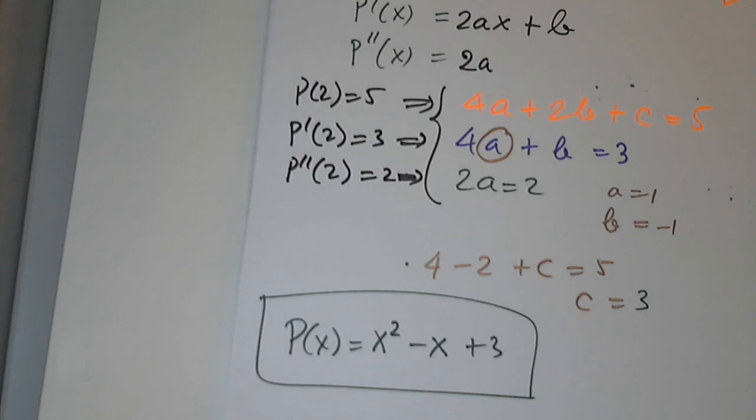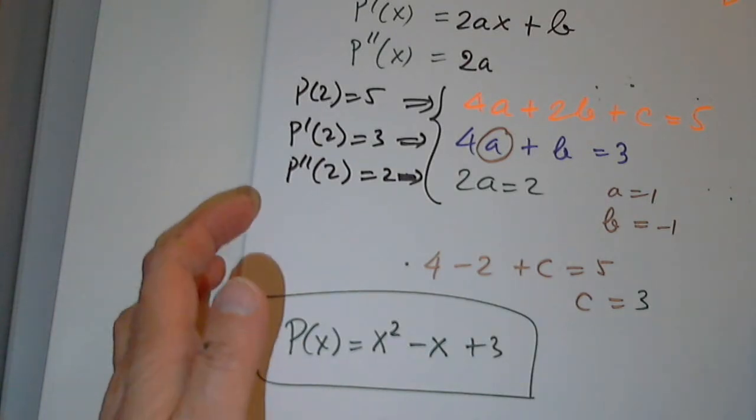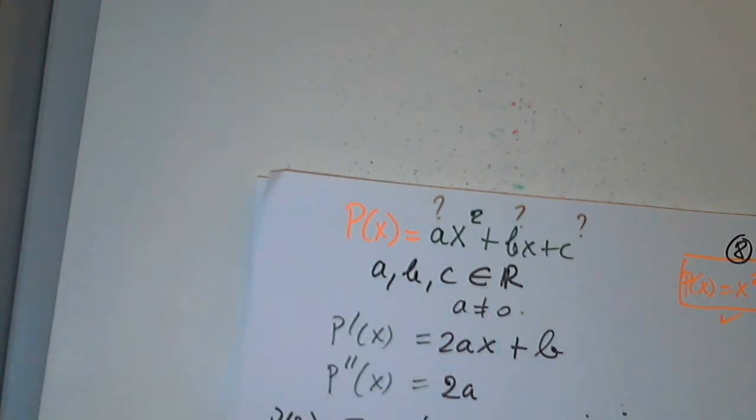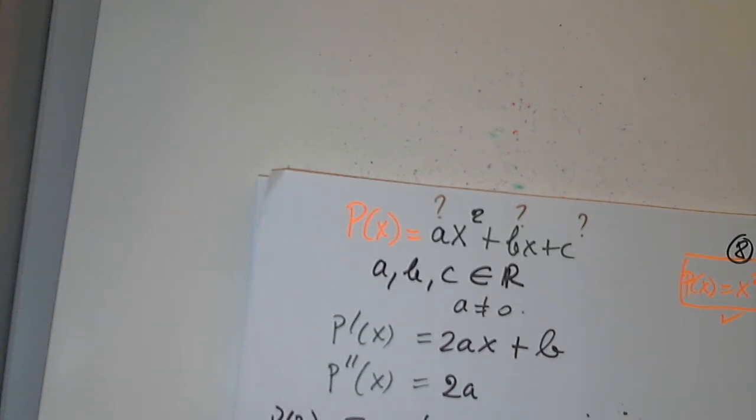Great job. Any questions on this? Is it clear what we did? So please remember, this is the most general polynomial of degree 2. Can you, for example, give me the most general polynomial of degree 3? ax to the third plus bx squared plus cx plus d. That's it. That's the most general polynomial of degree 3, and so on and so forth. Is that clear?